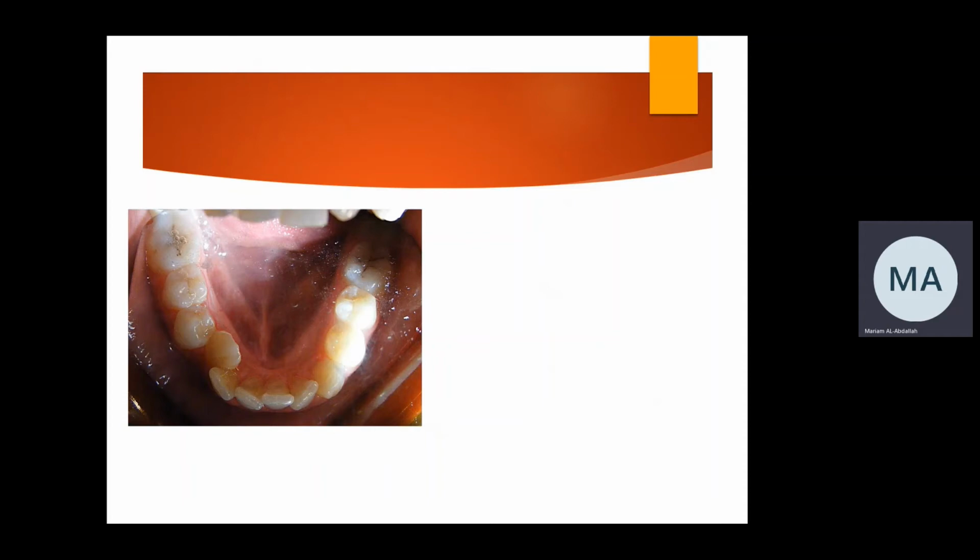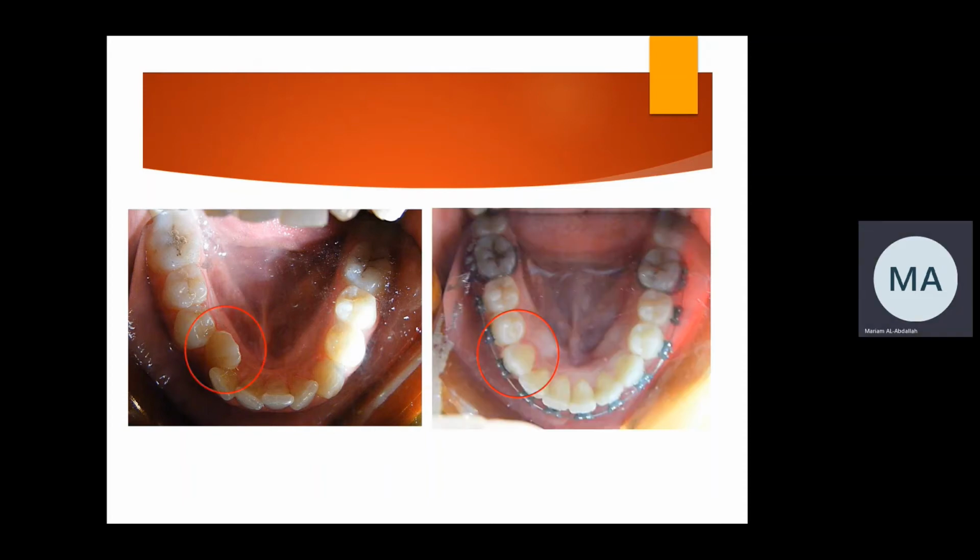So this is the lower right canine. I know that during movement we moved lots of teeth in lots of directions, but if we just focus on this canine, we will see that we applied a force on the crown and it tipped, the crown tipped buccally.